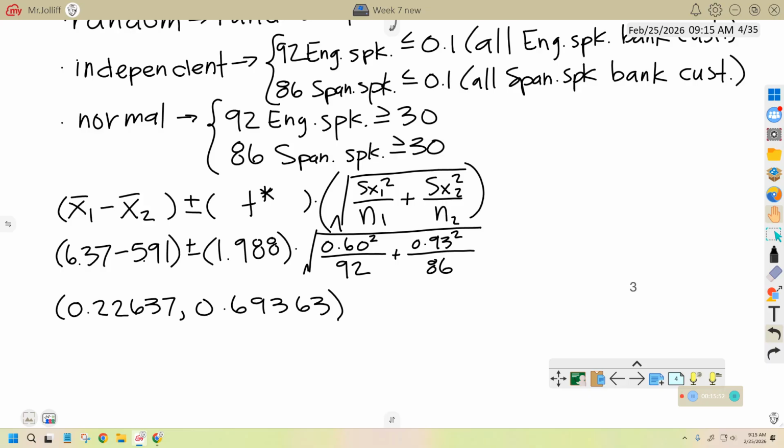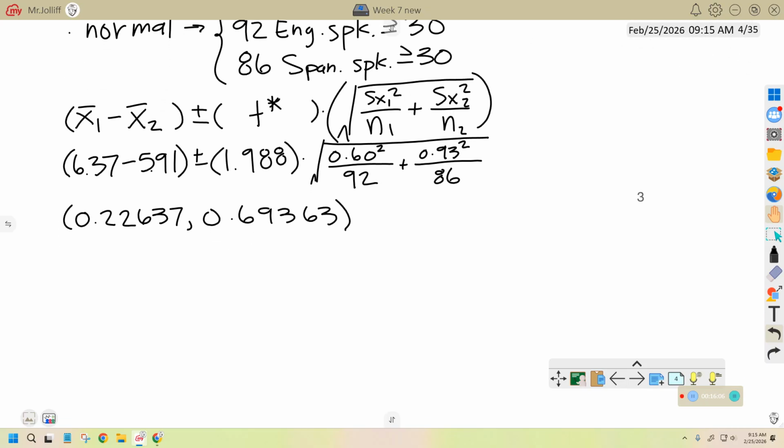Okay, questions so far? I'm seeing shaking heads no. There's one more part to part A before we move on to part B. What am I missing? A sentence, very good. We need to interpret our confidence interval.